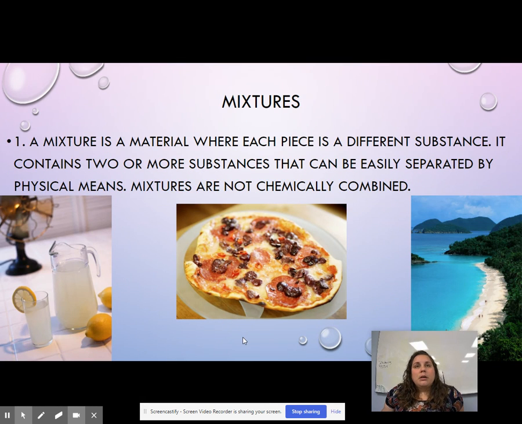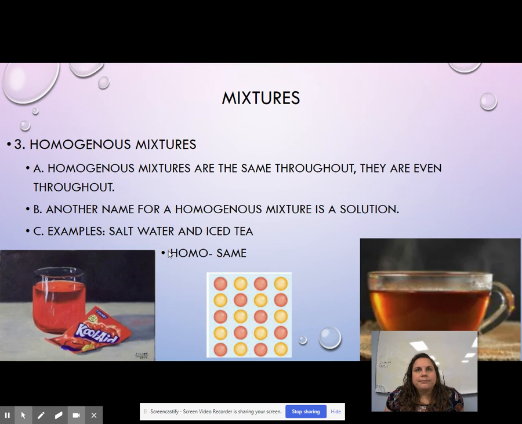Okay. Now we're going to move to the right side of your note page. We have mixtures, which can be physically separated. A mixture is a material where each piece is a different substance. It contains two or more substances that can be easily separated by physical means. Mixtures are not chemically combined, so they're just kind of put together.